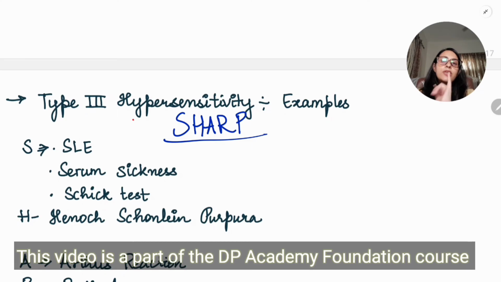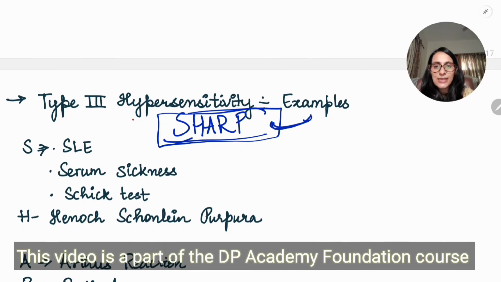The mnemonic for type 1 hypersensitivity is ABCD, allergic reaction, all the allergies. Type 2 is my blood group is Rh positive. From that, we have also studied type 5 hypersensitivity, that is myasthenia gravis and Graves disease. The type 3 examples are with the mnemonic SHARP. S for SLE, serum sickness or Schick test. H for Henoch Schonlein purpura. A for Arthus reaction, R for Raji assay or reactive arthritis, and P for post-streptococcal glomerulonephritis or polyarteritis nodosa or complication of any parasitic disease.